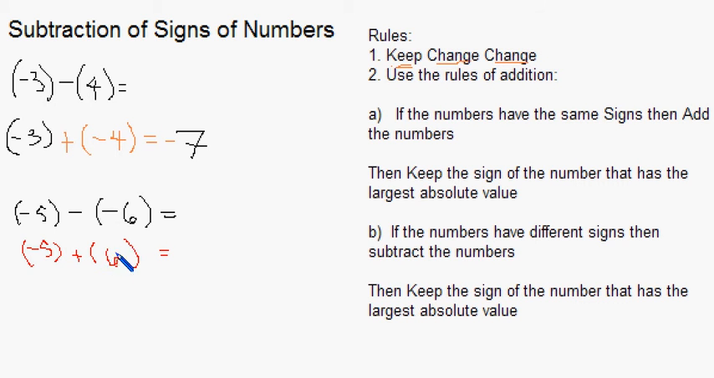Again, the signs are different, so if the numbers have different signs, then we subtract the numbers. So for different signs, you subtract. If they have the same signs, you add. In this case, they have different signs, so you subtract, you get 1. And you have to take the sign of the number that has the largest absolute value. And you notice you take the absolute value of -5, that gives you a +5. The absolute value of +6 is a +6. And this one has the largest absolute value, so you just keep the sign of that 6. So the answer should be a +1.